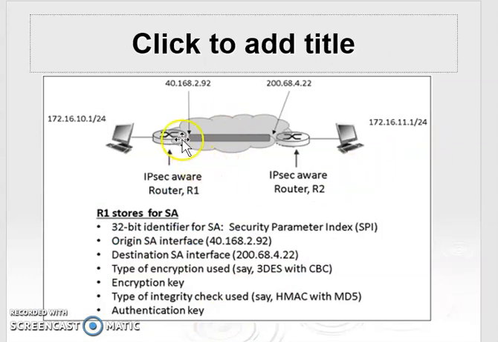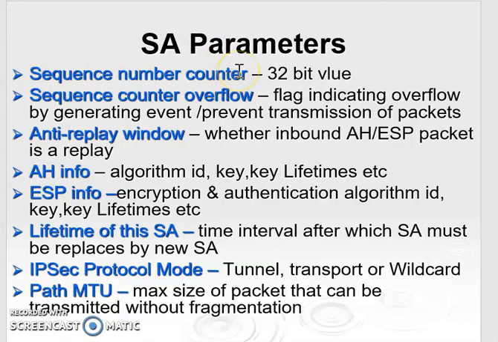So you can see in this case the client and the server, whenever they are going to communicate, there are IPsec routers, that is router 1 and router 2. Now R1 stores for the security association all these particular fields, that is the encryption key, the 32-bit SPI, and the type of encryption which is used, and all that. So let us see the security association parameters which are there.